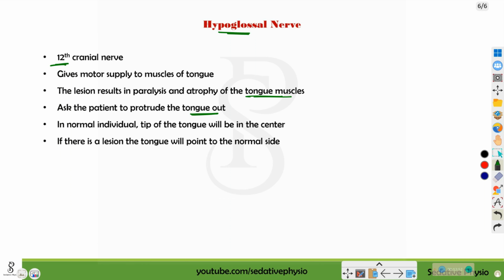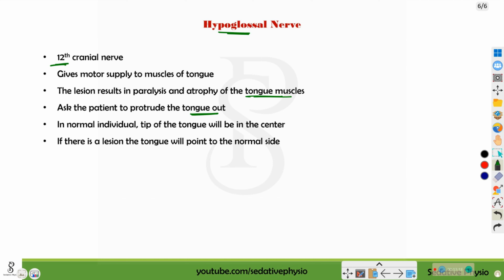But if there is any lesion of the hypoglossal nerve, then the tongue will point towards the normal side. Why? Because the abnormal side is not working, the muscles of the abnormal side are not functioning. Hence, due to the muscle pull from the normal side, it will point towards the normal side.